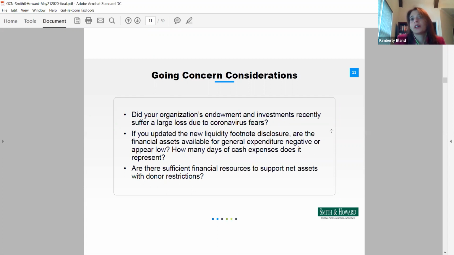Updating the new liquidity footnote disclosures within the nonprofit financial statements: under the new ASU, there is a liquidity footnote that will be included in all audited financial statements for nonprofits. It tells the reader a lot more about nonprofit liquidity. This is a note a lot of people are going to look at for the financial health of the organization, because it can show what kind of funding you have for general expenditures, how many days of cash on hand, and what that represents. And then, are there sufficient financial resources to support net assets with donor restrictions?